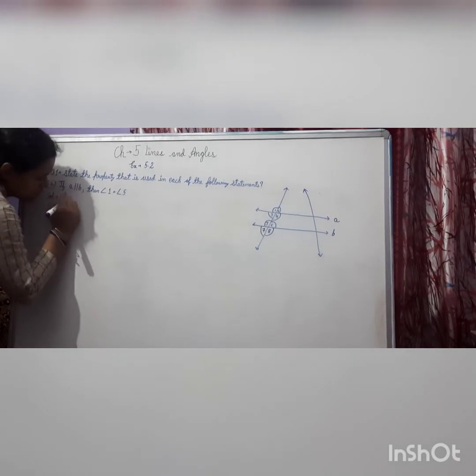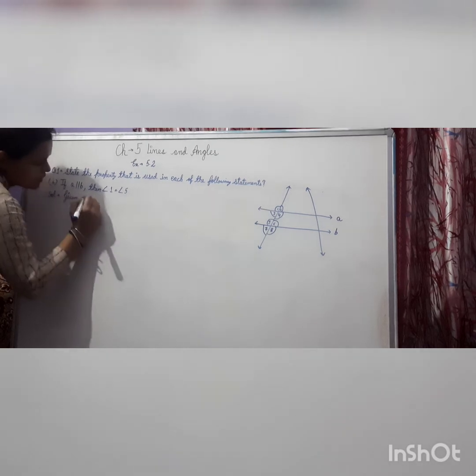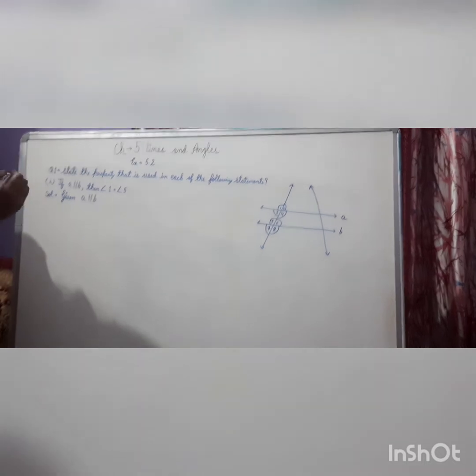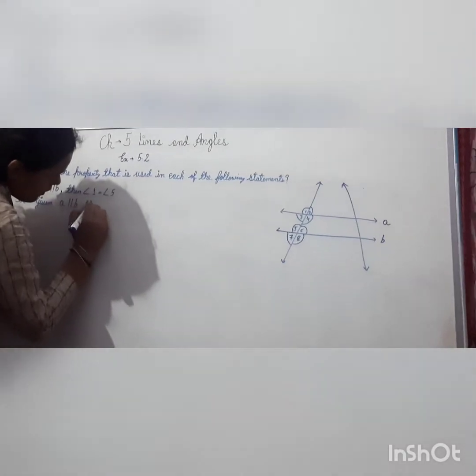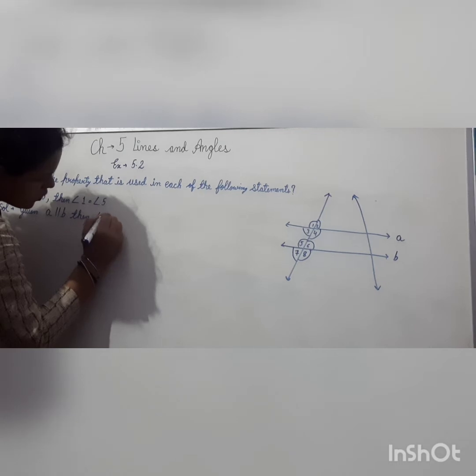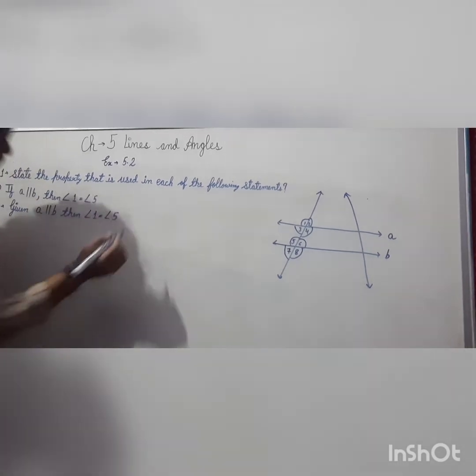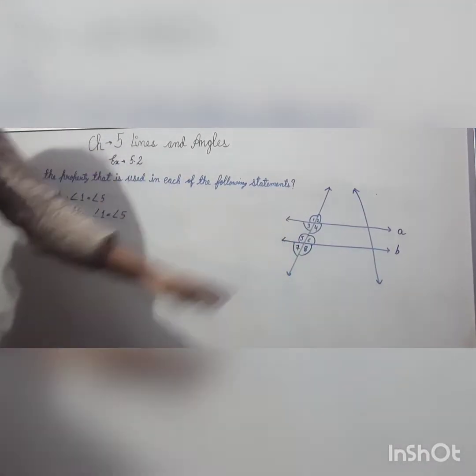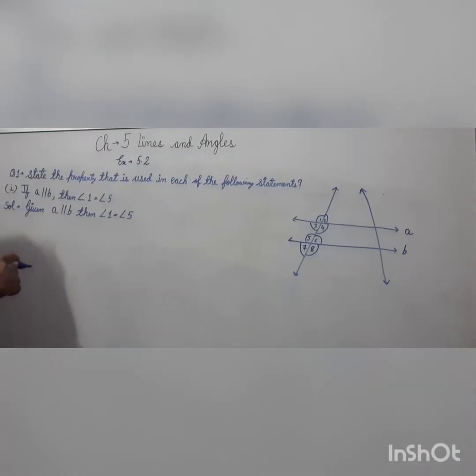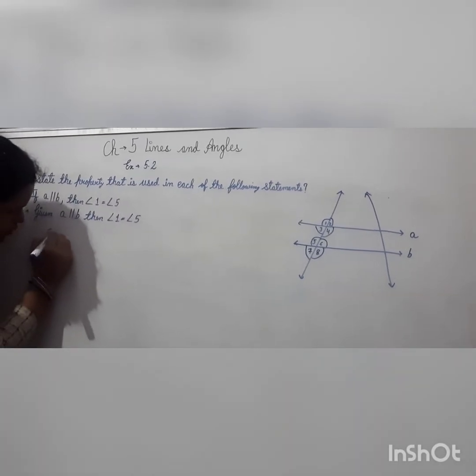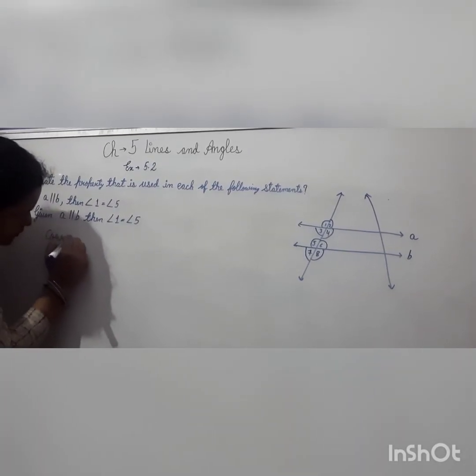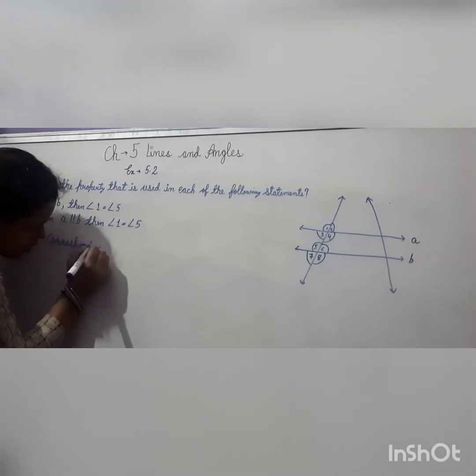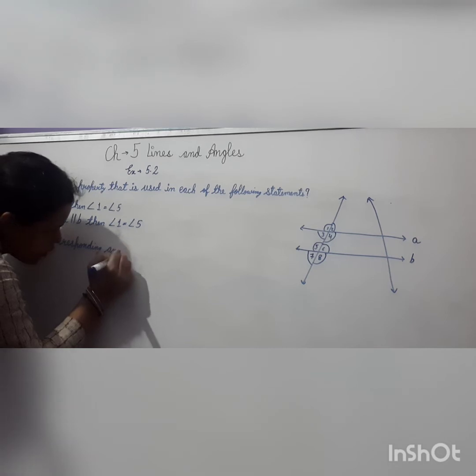It is given that A is parallel to B. Okay, then angle 1 is equal to angle 5. Which property is this? Angle 1 is equal to angle 5. It is corresponding angles. Okay, corresponding angles. How is it corresponding angles?